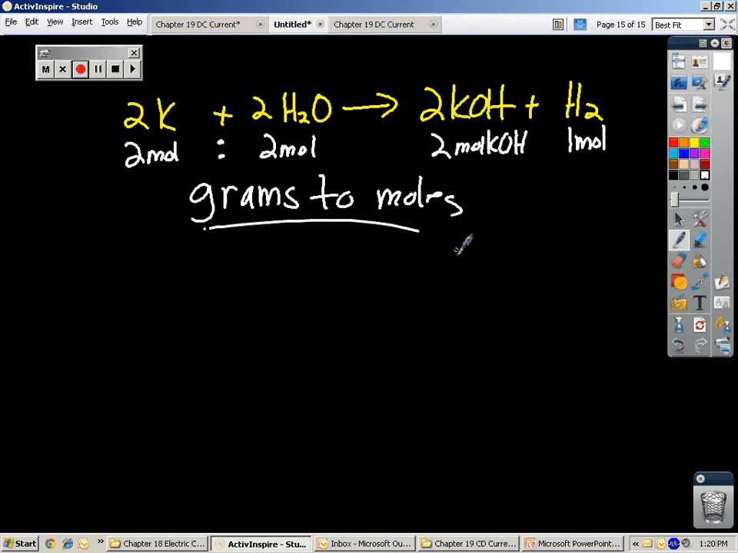So what we're going to do is we are now going to take 5 grams of potassium. And we're going to convert this to moles of water. So our goal is to convert this to moles of water.